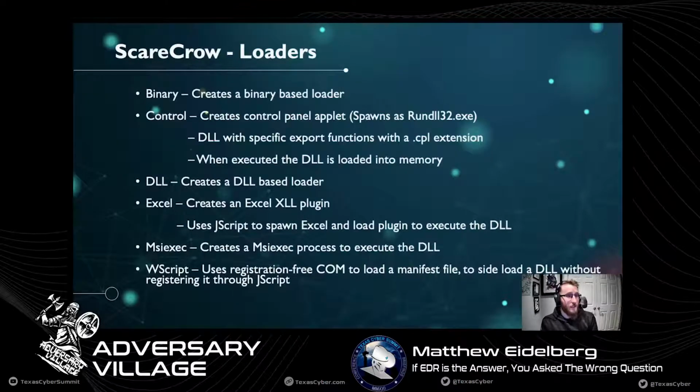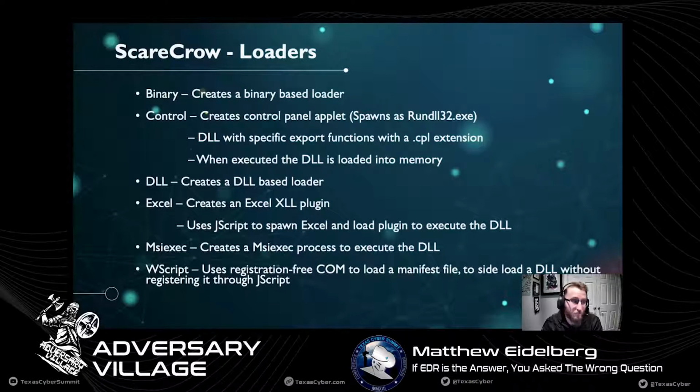As you can see, ScareCrow has a lot of different loaders, from binary, which will just launch a standard binary. This binary will have all those attributes of whatever it's trying to masquerade as. So if it's Windows Excel, it will have all the attributes, the code signing, the version, all that stuff, even the location of where it's supposed to be on disk. It will all show up there.